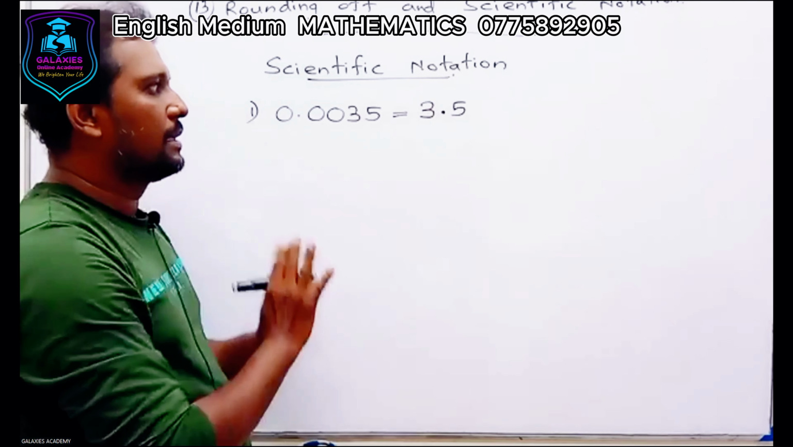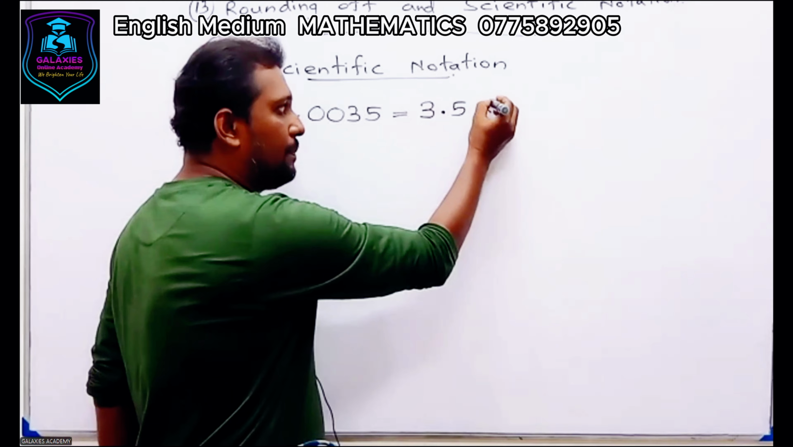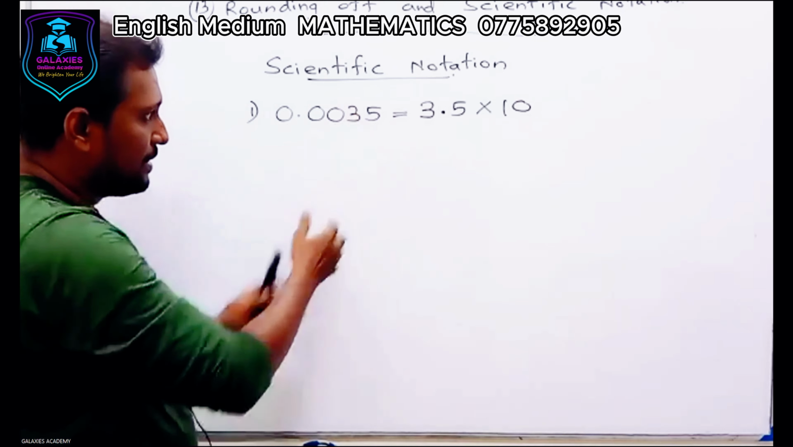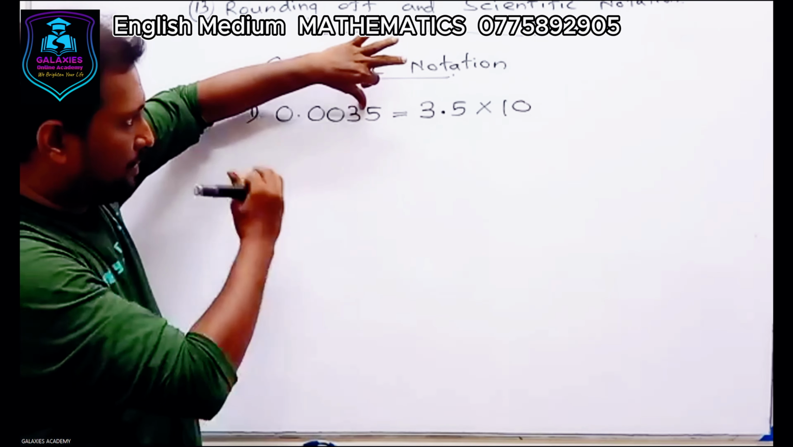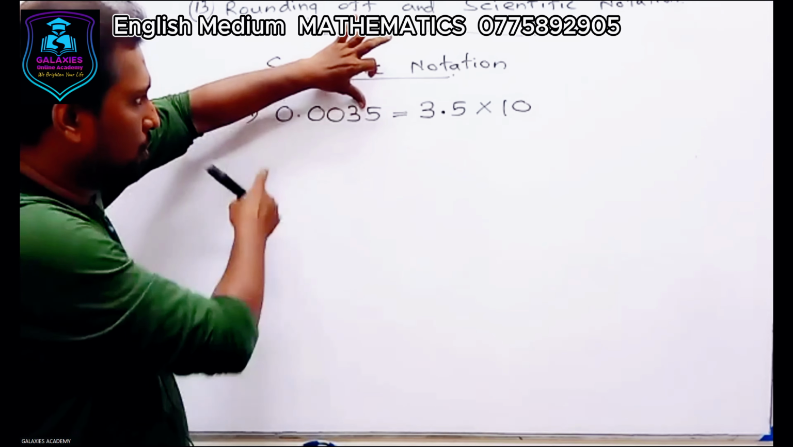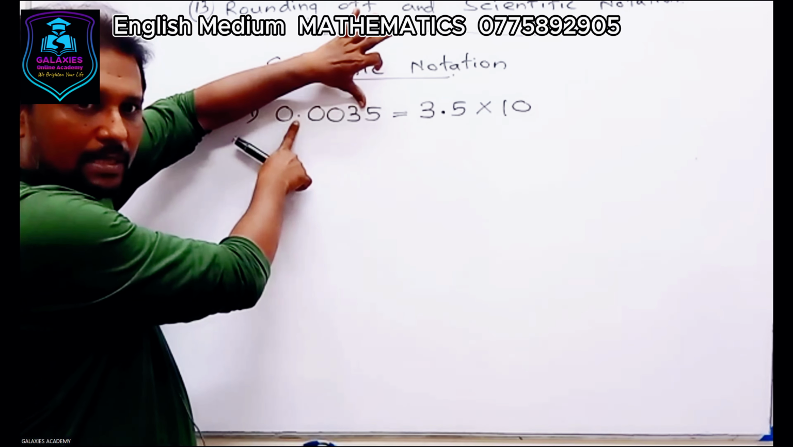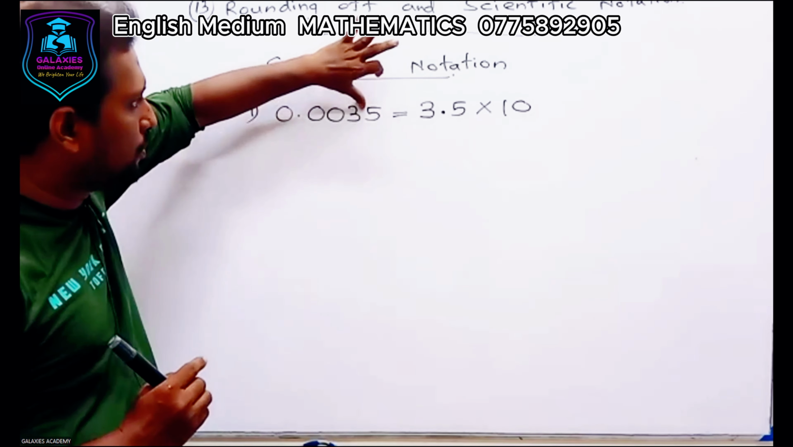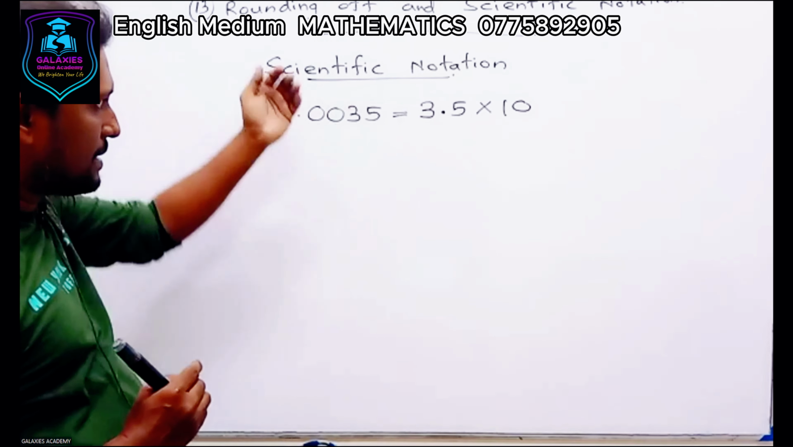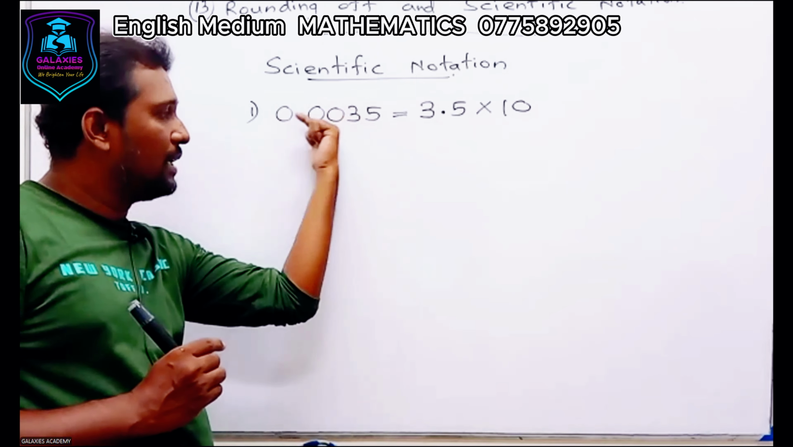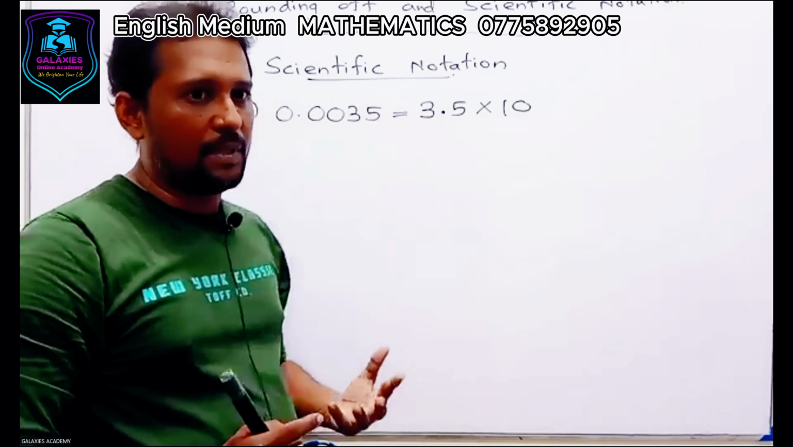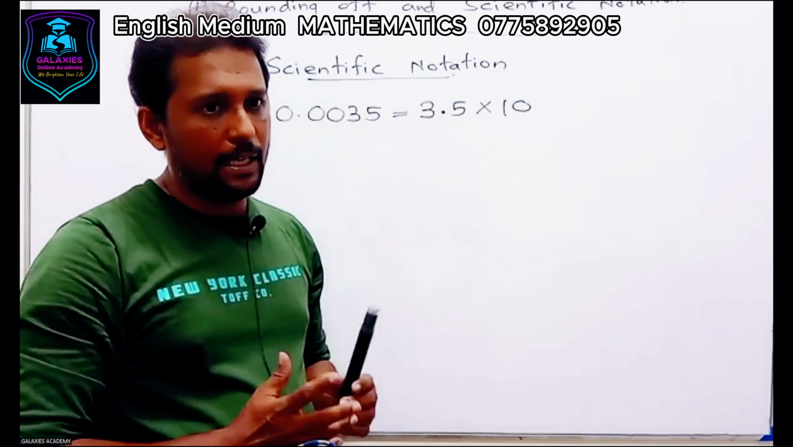Now the answer is 3.5 multiply 10 to the power... Look at, I kept the decimal point after 3. That means this position. But if you want to get the initial number, how many places do we have to move? The initial number's decimal point is here. So how many places do you have to move? 1, 2, 3. 3 places. Which direction? Your left hand side. That means negative direction. So what is the index of this power? Negative 3.